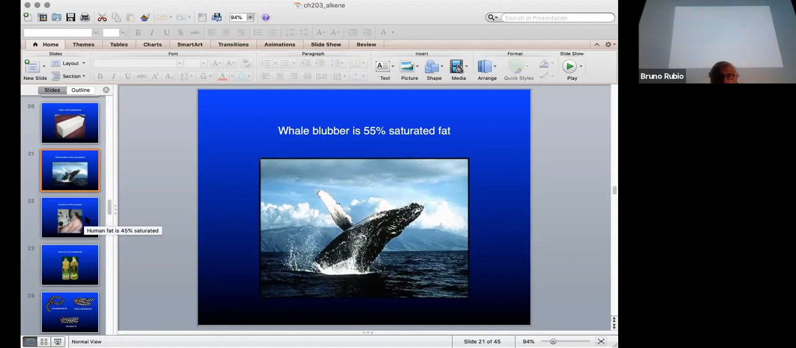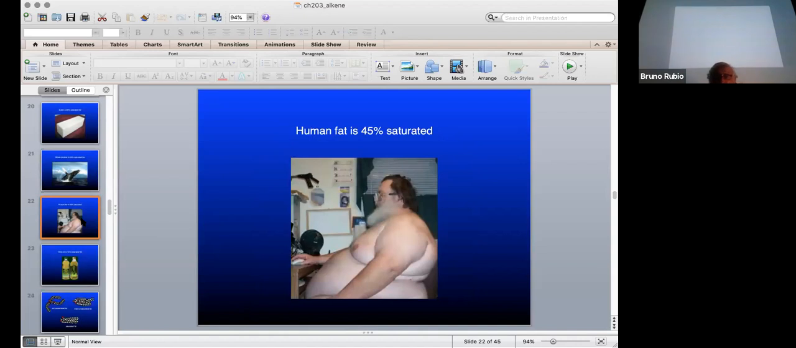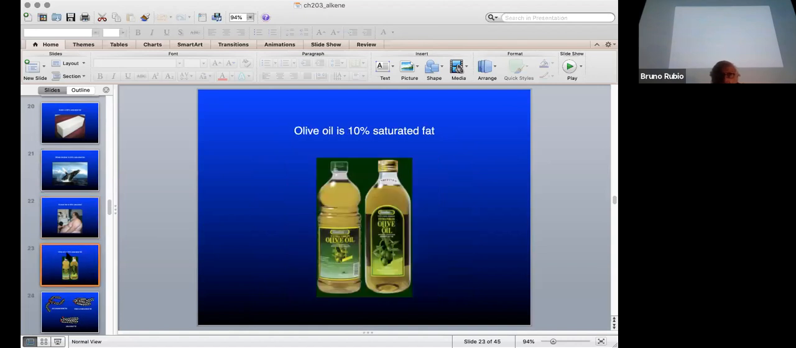Okay, so whale blubber is 55% saturated fat. Human fat is about 45% saturated. And olive oil is only 10%, right? So you're supposed to eat these healthy oils that are low in saturated fat. Saturated fat means no carbon-carbon double bonds, just carbon-carbon single bonds.